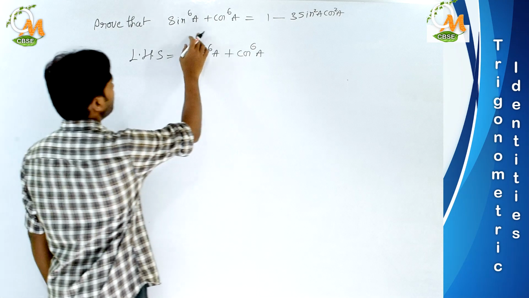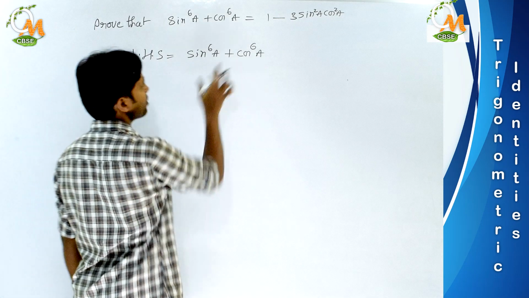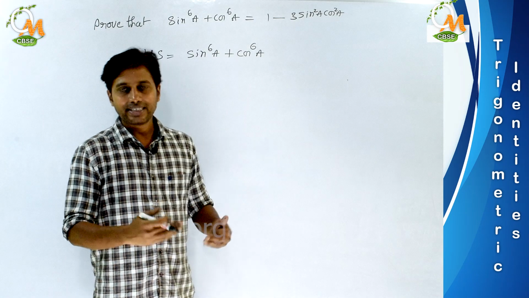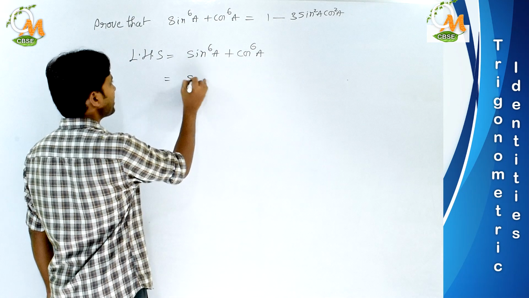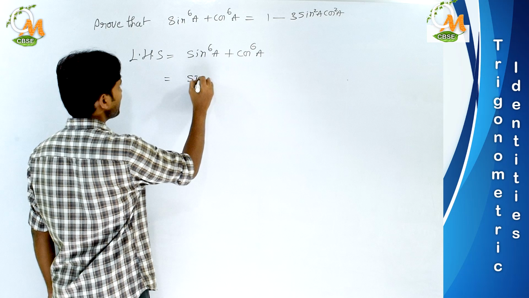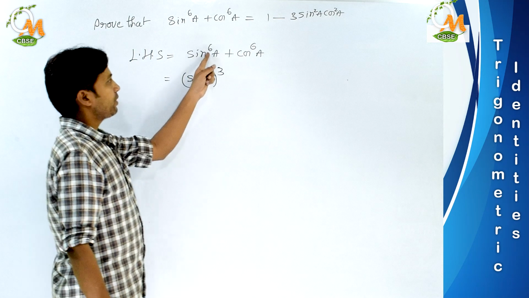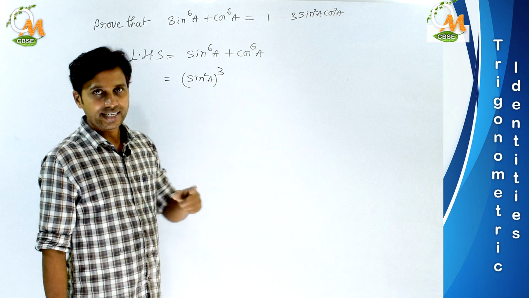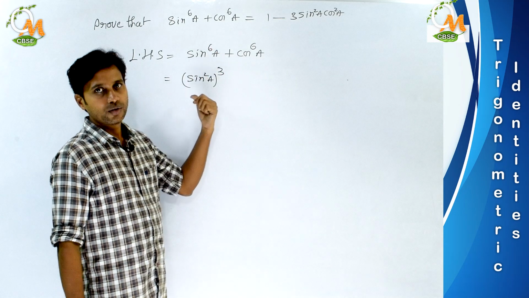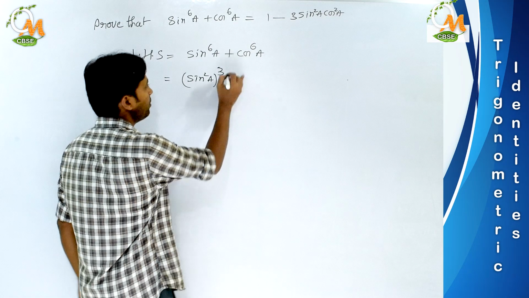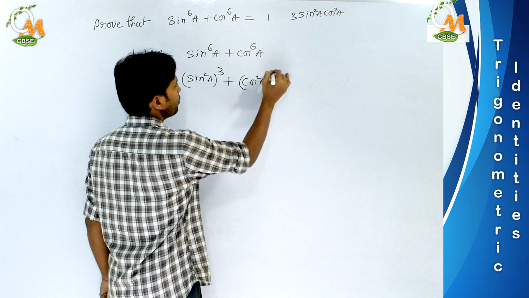See here, we are given sin power 6a plus cos power 6a. We take the LHS, sin power 6a plus cos power 6a. Let me rewrite each term. Sin power 6a can be rewritten as sin square a whole cube, because multiplying 3 with 2 gives 6 again. Now cos power 6a can be written as cos square a whole cube, right?